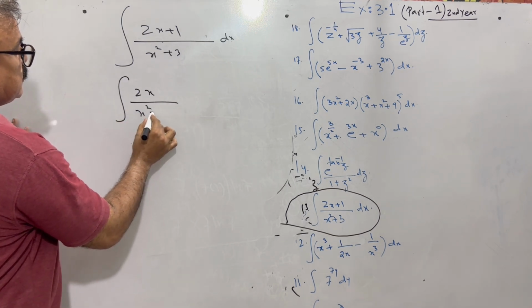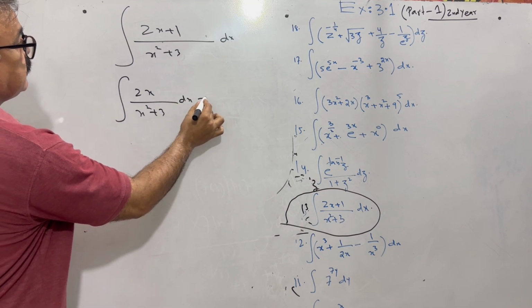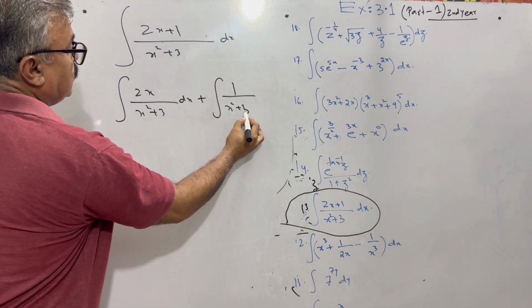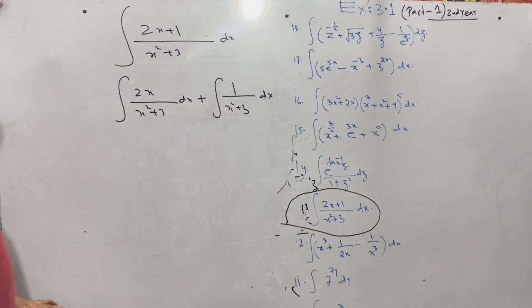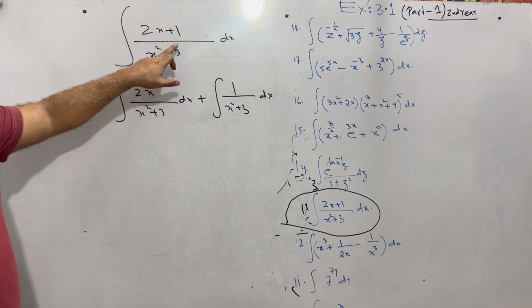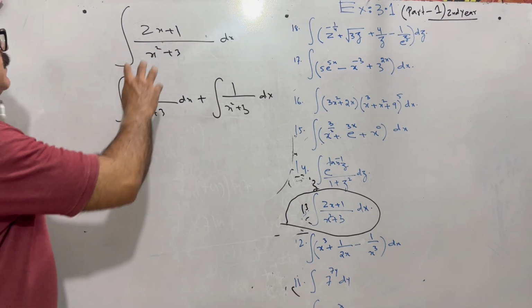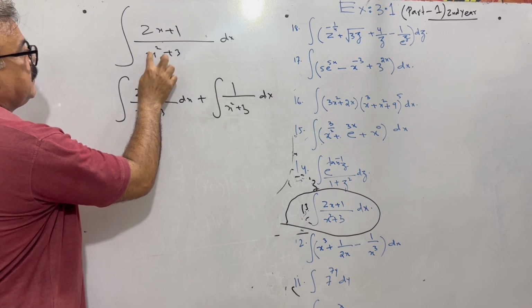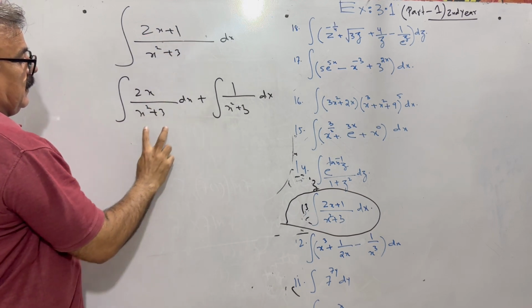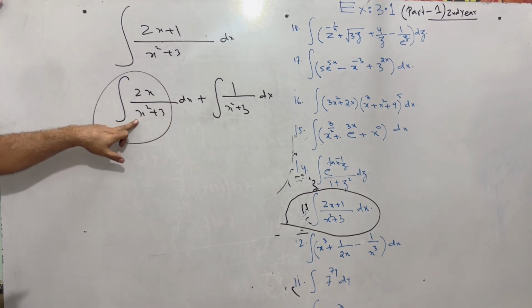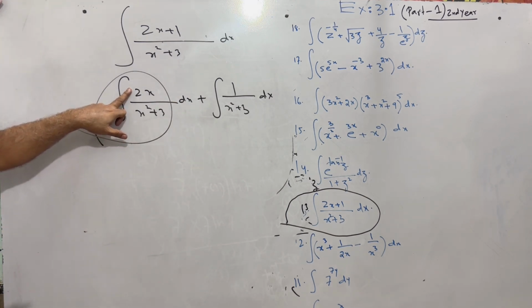2x divided by x square plus 3 dx plus 1 over x square plus 3 dx. Differentiation of x square is 2x. Differentiation of 3 is 0, not 1. So 1 is something additional. We have split this, dividing x square plus 3 by 2x as well as by 1. Here the function derivative technique works. Differentiation of x square is 2x.